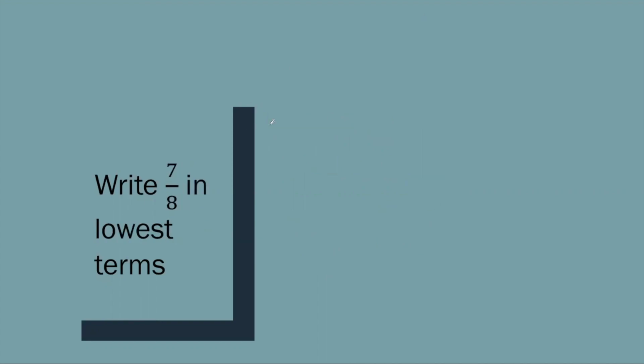So 7 over 8, the factors of 7 are 1 and 7, and the factors of 8 are 1, 2, 4, and 8. So there is no common factor between the two besides 1. I guess that would be your GCF, which means that 7 over 8 is already in lowest form. So there is no way to further simplify it.